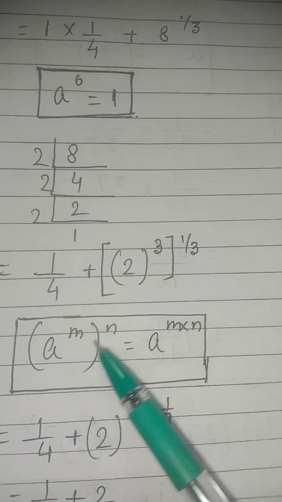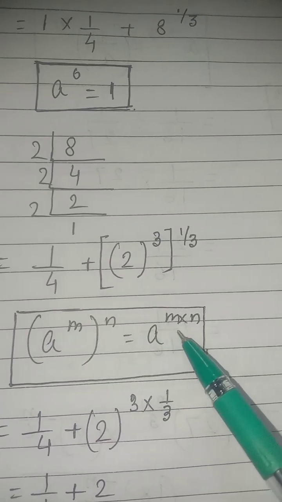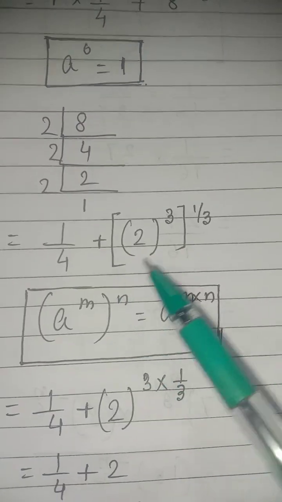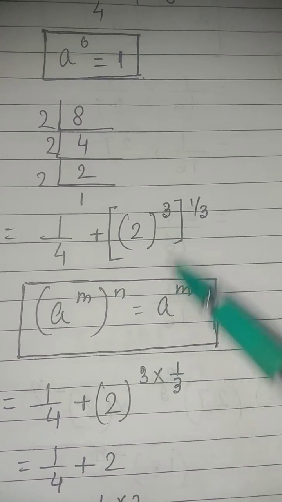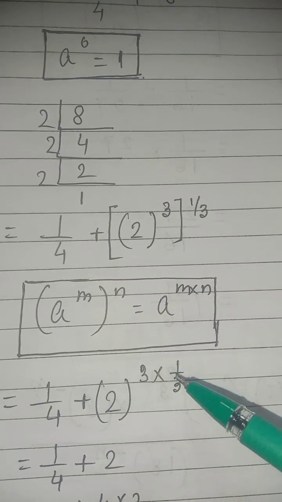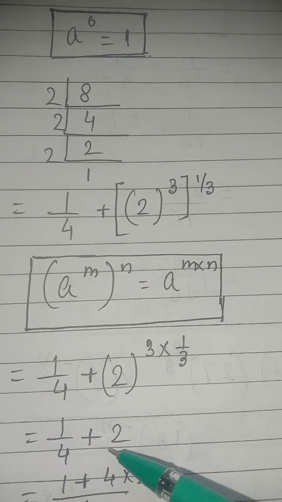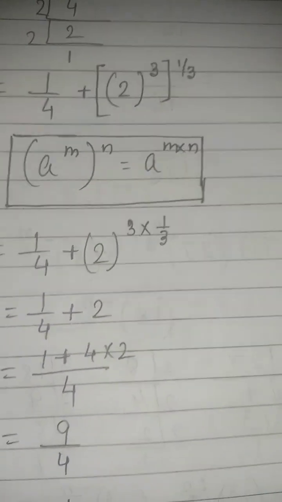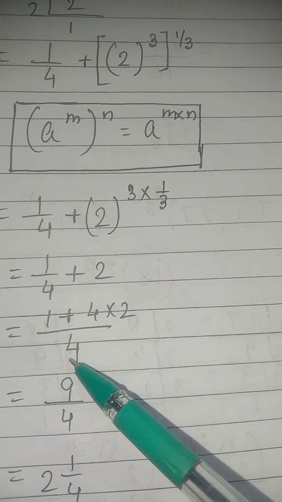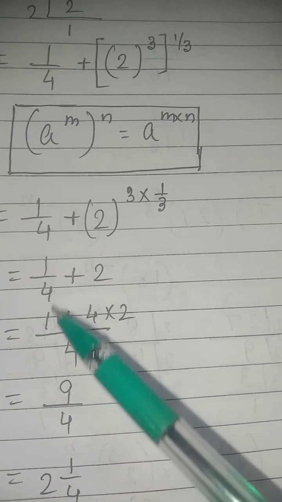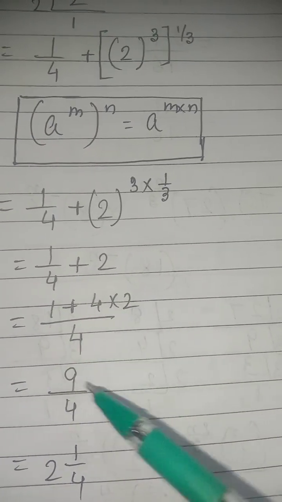Again there is a law: a to the power m whole to the power n is equal to a to the power m into n. The powers will be multiplied. So that is why we will be writing here 1 by 4 into 2 to the power 3 into 1 by 3. Now this 3 and 3 cancelled, so we get only 1 by 4 into 2. Now simply we have to take the LCM. So the LCM is only 4. So 1 plus 2 fours are 8, so 8 plus 1, 9 by 4.